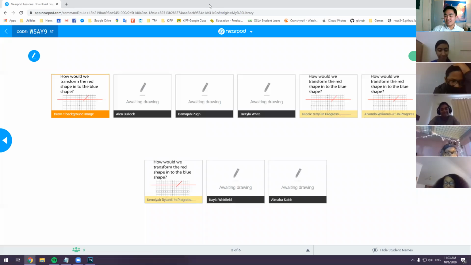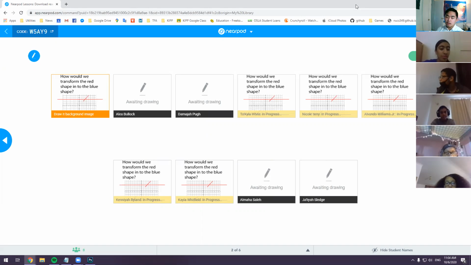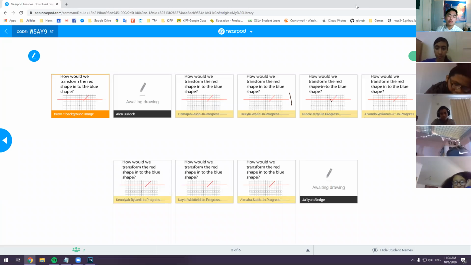All right, cool. So you have about 2 minutes on that do now. The problem is, how would we transform the red shape into the blue shape? So remember, we have 4 types of transformations, right? Rotations, reflections, dilations, and shifting. So your first step is to identify which transformation you use. And for your above and beyond, try to figure out what numbers you would use for that transformation.